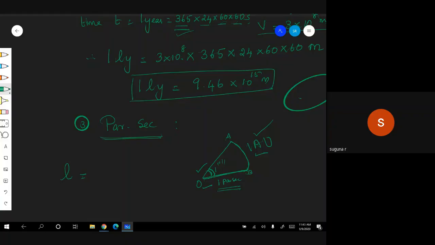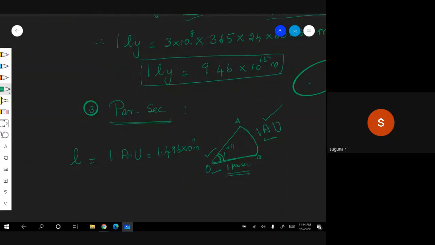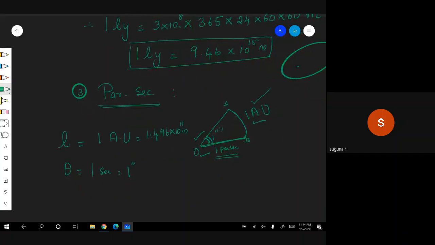Therefore, now what is arc length? Length of the arc that is equal to 1 astronomical unit. Correct? Therefore, I have to convert this into meter. Just now we have seen 1.496 into 10 power 11 meter. And what is your theta? Theta is equal to 1 second. You have to convert it once again to SI unit.